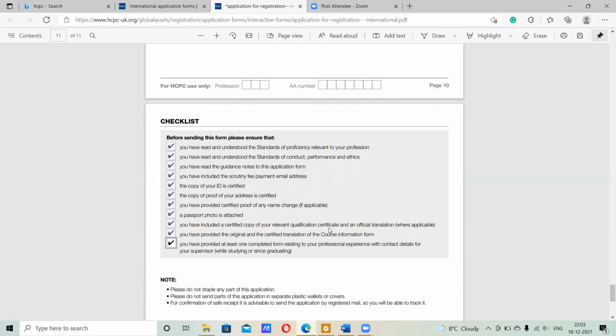internship completion certificates. You also need to provide certified and the original copy of the course information form. And this is something that we're going to review in a minute. And finally, you need to provide at least one letter of professional experience and the contact details.